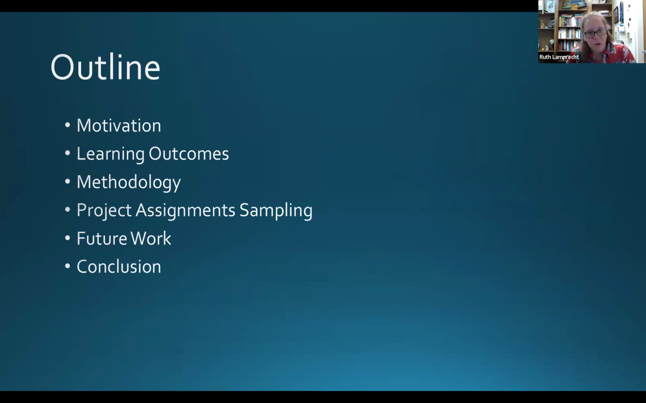For this talk, I will start with why this work is of interest to us and hopefully others, then defining the categories we put assignments in, as well as providing a sampling of the assignments we found, and of course, finishing with where we want to go next.